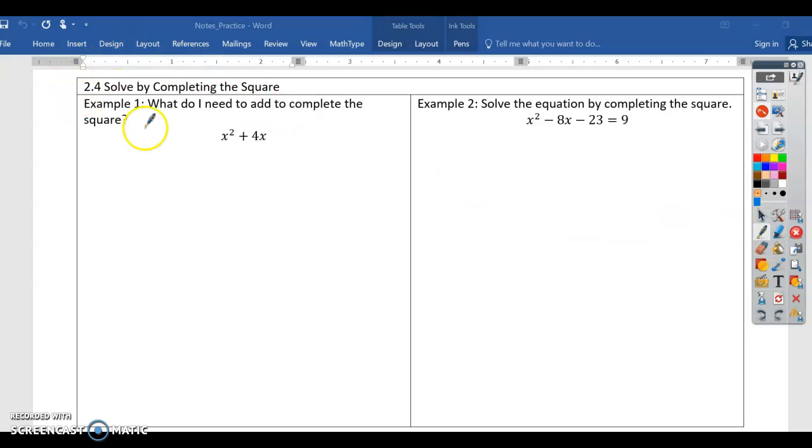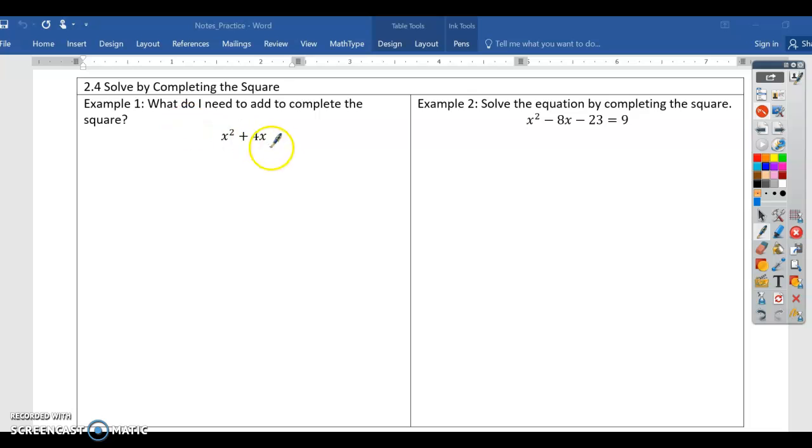Hello. So 2.4, we're going to solve quadratic equations by completing the square. Yesterday and Friday we did solving by factoring, and now we're going to solve by completing the square, okay? So I'm going to go over how to complete the square again because I think that's probably going to be the hardest part about this.